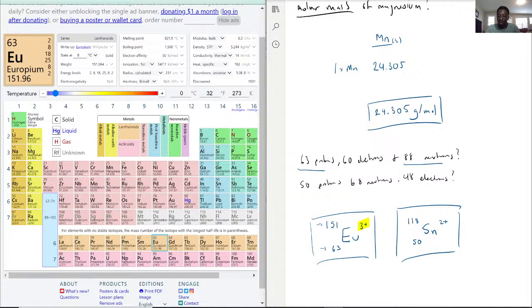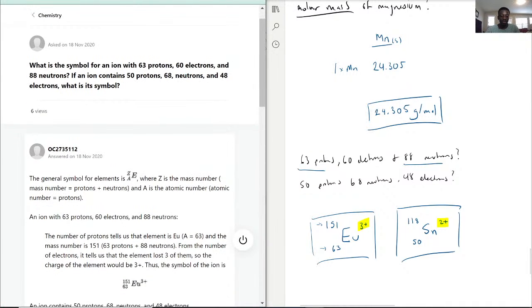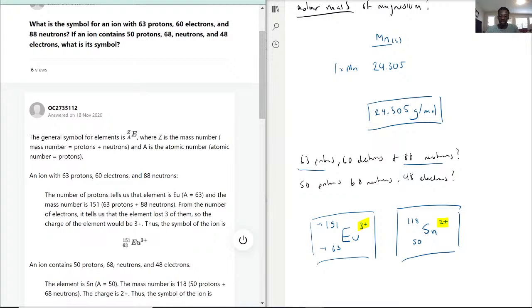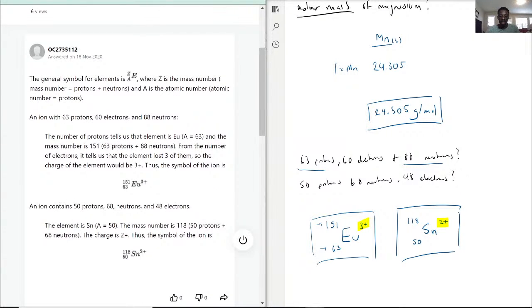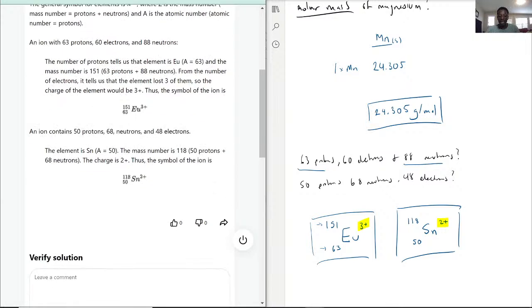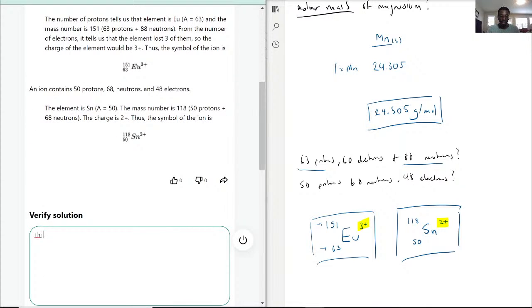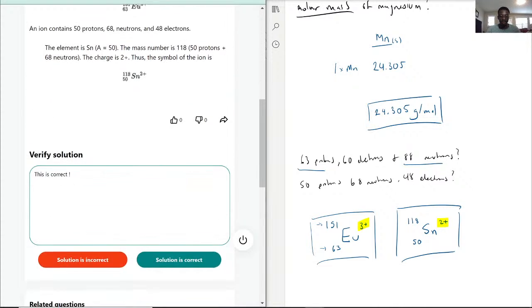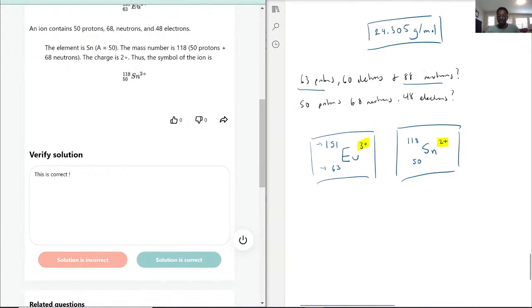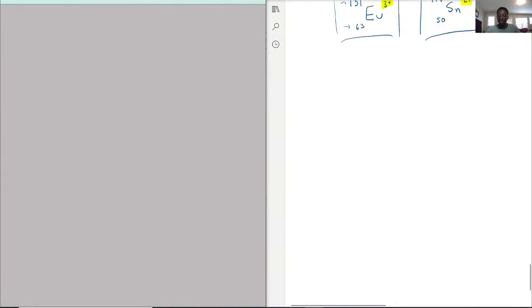So we have the ion for the first one and the second one. Hopefully you saw how I was able to get all those numbers through what was given. It can seem relatively straightforward. Just remember that when you have less electrons, you form a more positive ion, okay? So exactly, 151, 63, Eu 3 plus, and 118, 50, Sn 2 plus. So this is correct. So now for question number 15.